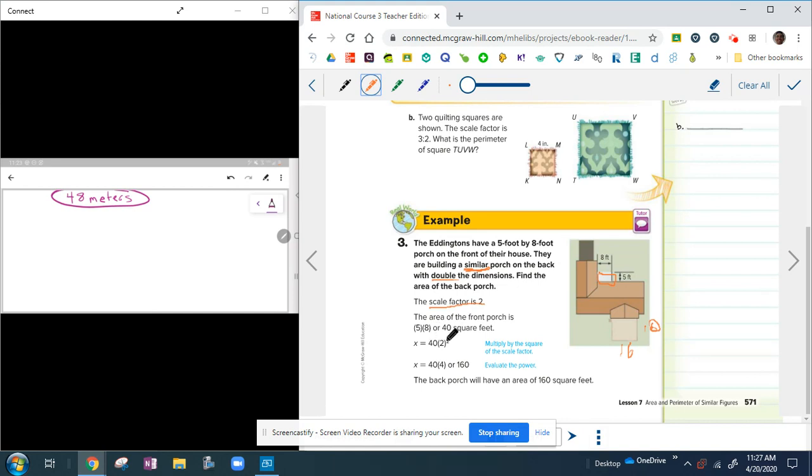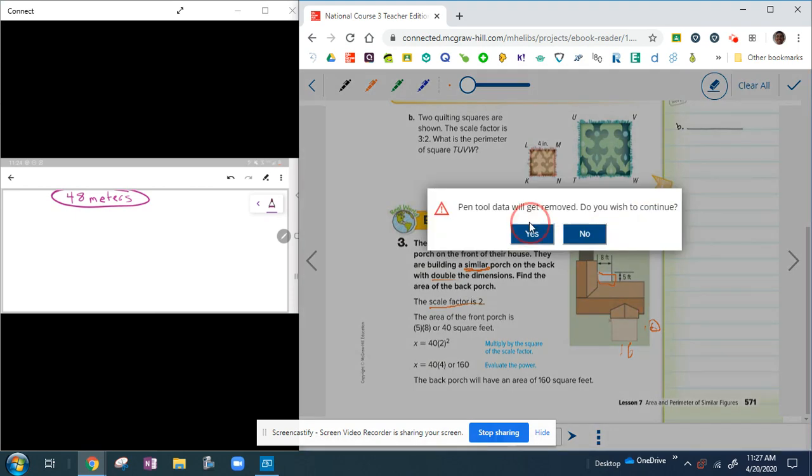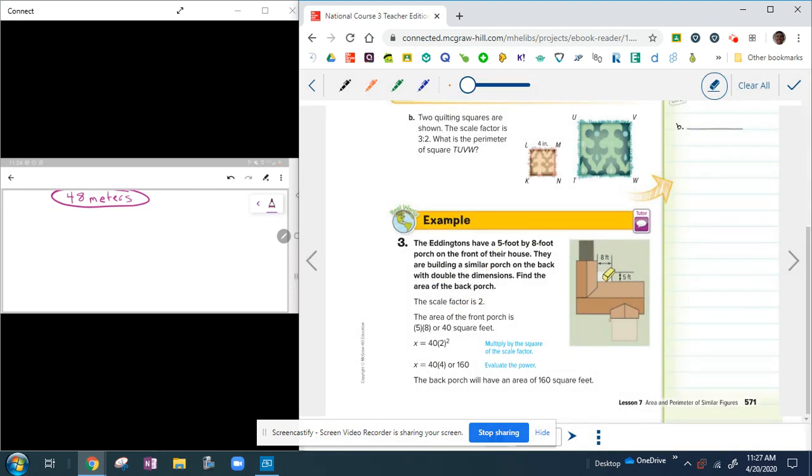So we have to use this idea in this case. So we find the area. We're going to find the area of that front porch first, which length times width is 8 times 5 gives you 40. All right, so you have an area of 40.